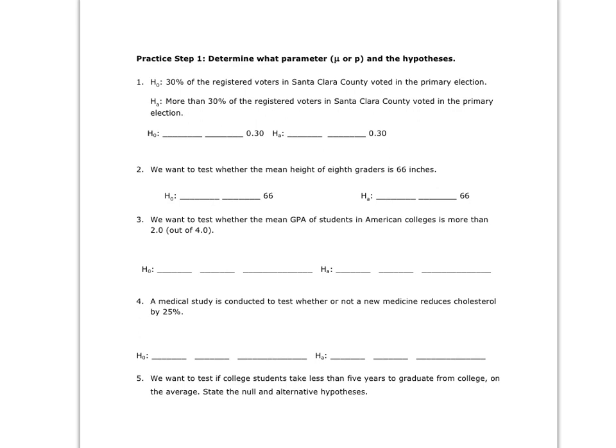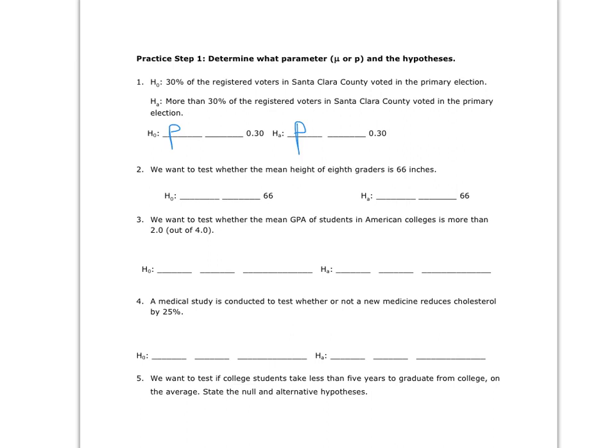Okay, so first off, is that proportion or is that mean? Well, we're given a percentage, so this one is about the proportion. Okay, so in the null and in the alternative, I can fill in that parameter P because that's what we're testing about here. Okay, the null says 30% of registered voters voted in.